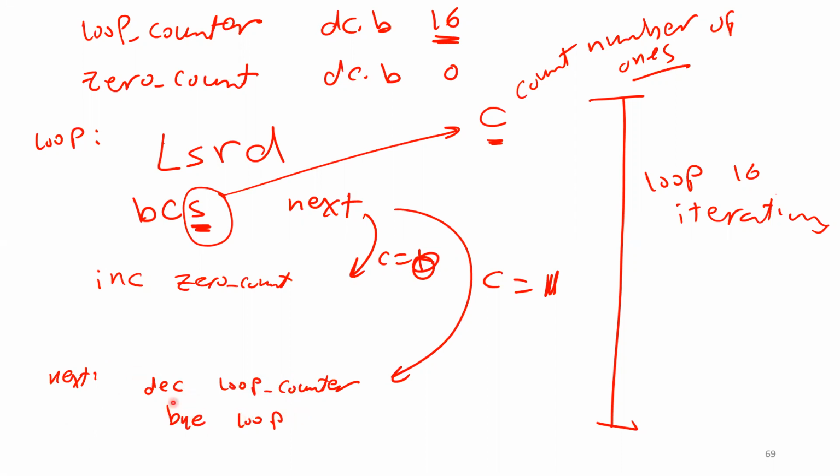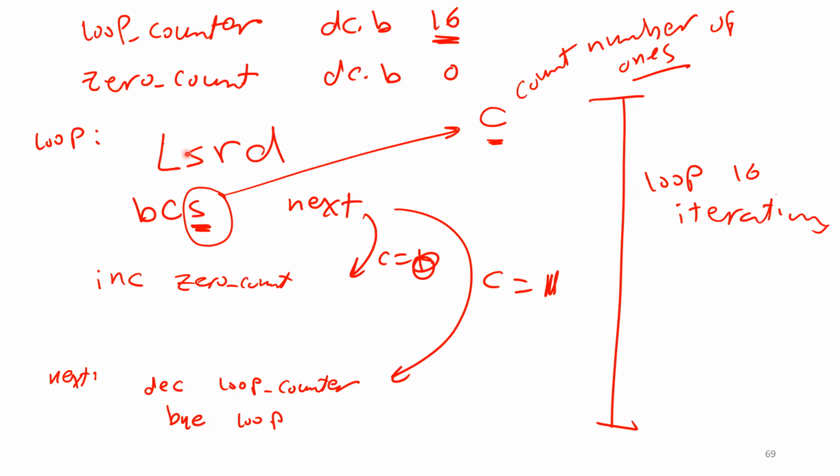Because I'm quite sure this instruction should set the zero flag. Once this one is zero, this instruction is going to set the zero flag, right? And then this one is going to look at the zero flag. So here, every iteration, as you see here, guys, I'm going to decrement the loop. If it is not zero, go back. Not zero, go back. So I'm going to repeat.